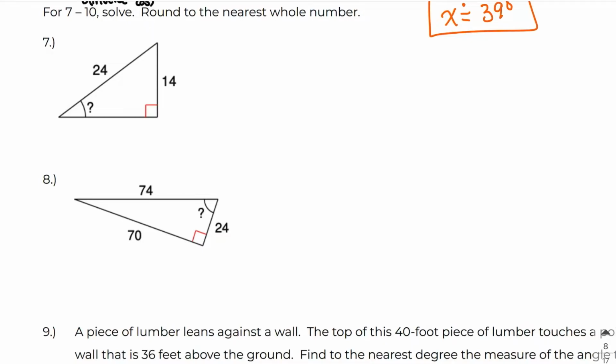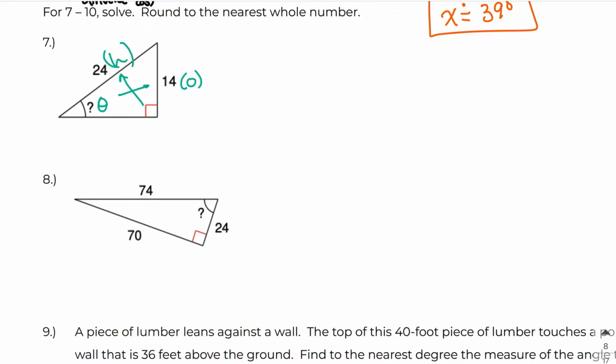Okay, so let's put this into practice. For 7 through 10, we're going to solve and round to the nearest whole number. I'm trying to find this angle right here, which we're going to call angle theta. I want to know how the 14 and the 24 relate to angle theta, because those are the only two sides that I know. This 14 is across from it, so this is the opposite. The 24 is always going to be the hypotenuse because it is across from the right angle.